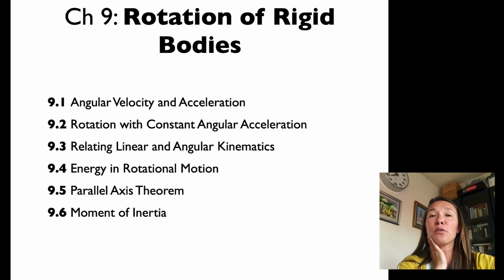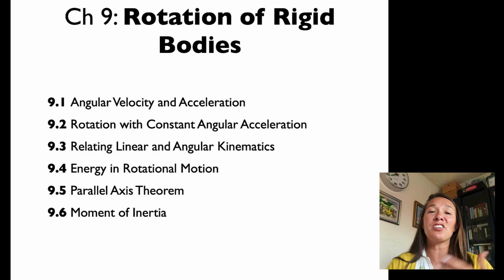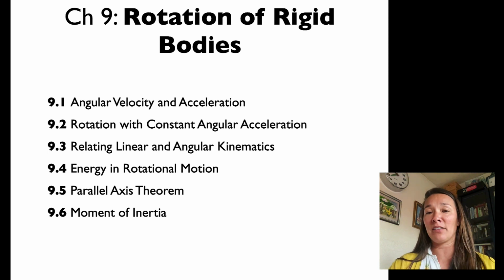So just to give you an overview of what we're going to be talking about, the first 3 sections are sort of review. So we'll talk about angular velocity and acceleration and sort of define the coordinate systems we use. We'll talk about constant angular acceleration and review some circular motion. And we'll talk about the relationship between linear and angular kinematics. Then in this 9.4, we talk about energy and rotational motion, which introduces something called moment of inertia and rotational kinetic energy, which are both pretty important.